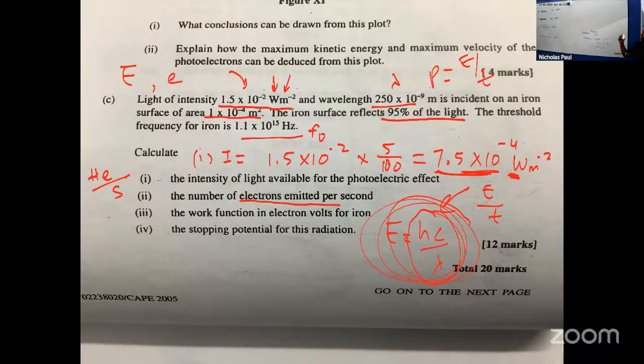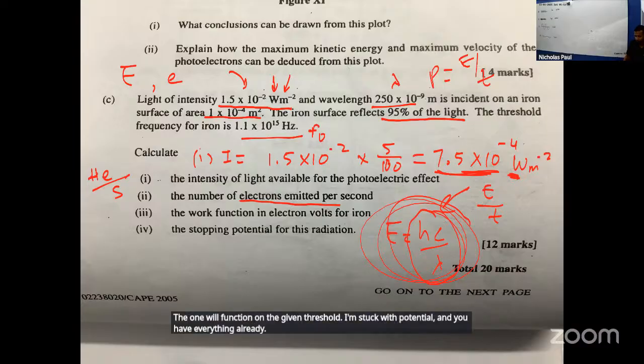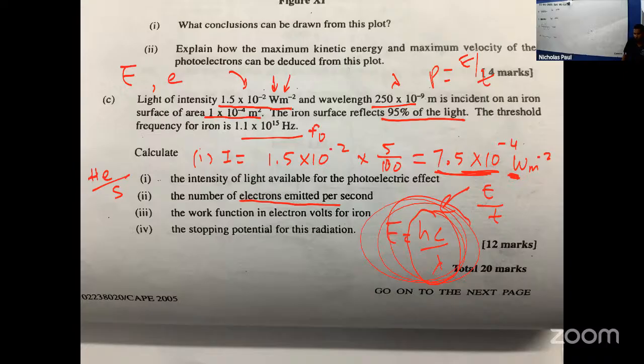Try 3 and 4. I want to go on the board, right? Okay, 3 and 4 simple, right? They give the work function and they give the threshold. And the stopping potential, and you have everything already. Okay. Not too much to do. Online, you need graph paper for the next one.